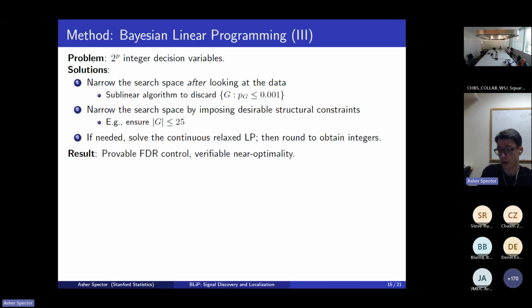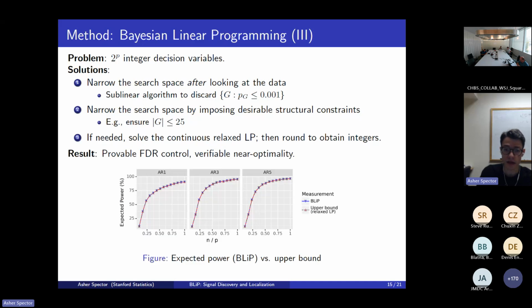It doesn't always solve the optimization problem exactly, but in some simulations, we find that the expected power versus a provable upper bound on the power, the blue and red lines in this plot, are essentially indistinguishable. So these common sense heuristics do pretty well in solving the problem.